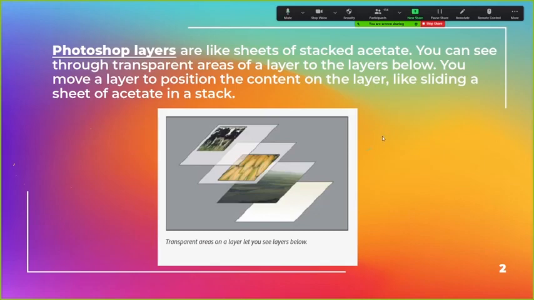So you can see here in this sample image that transparent areas on the layer let you see the layers below. I'll demonstrate that later. You can see through transparent areas of a layer to the layers below. You move a layer to position the content on the layer. Many layers, right? Like sliding a sheet of acetate in a stack. So, you can stack anything on your original image.